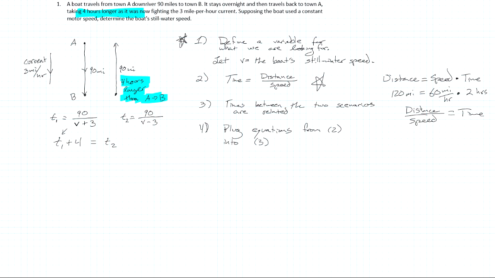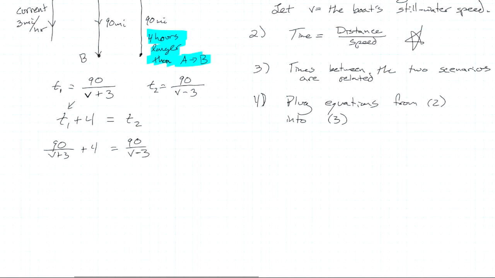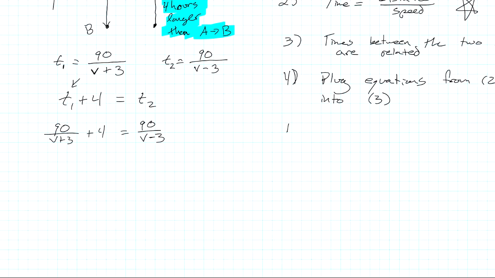So we'll have the 90 over V plus 3, bring down the plus 4, equals the 90 over V minus 3 for T2. And now we have an equation with just V, which is the speed of the boat in still water that we're looking for.